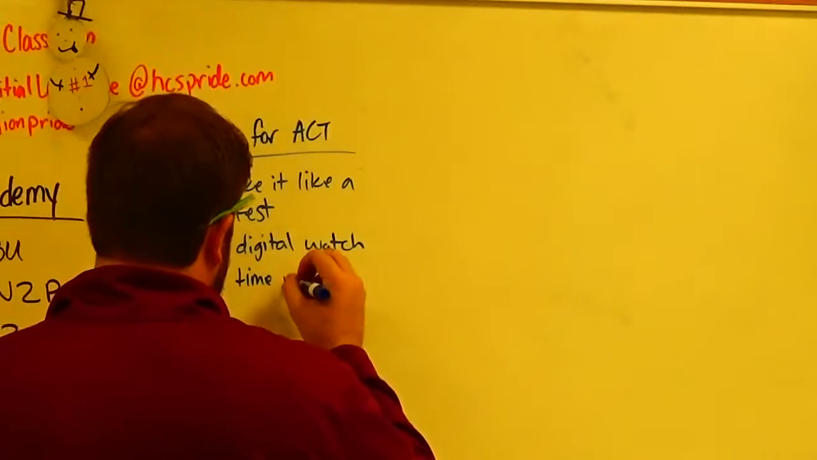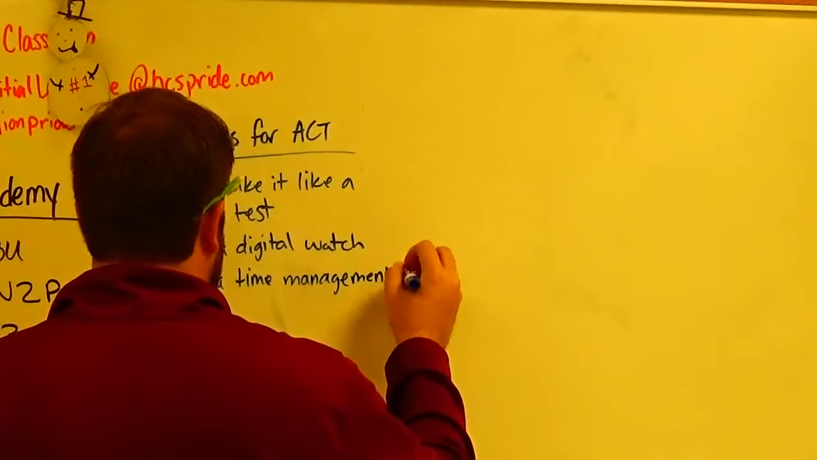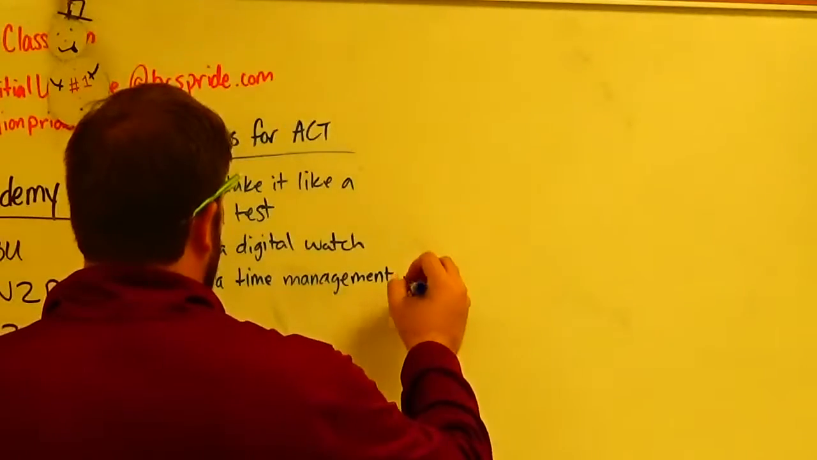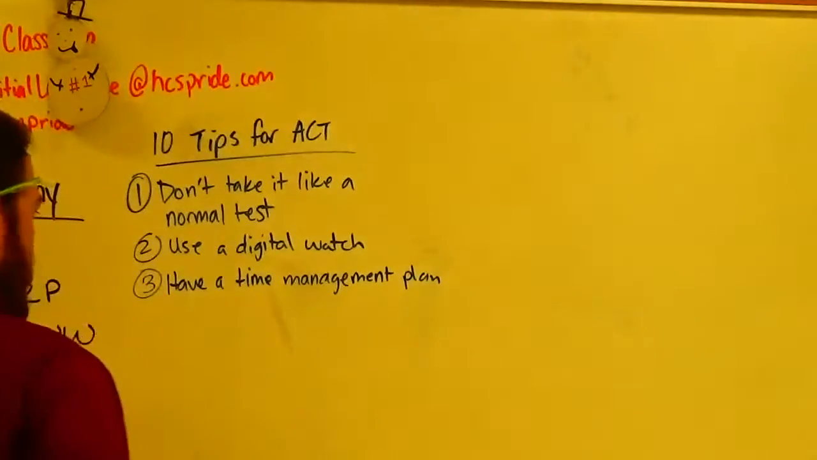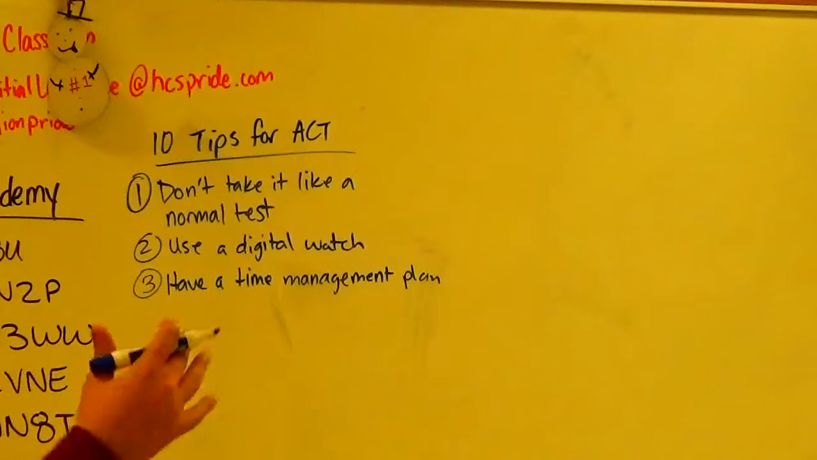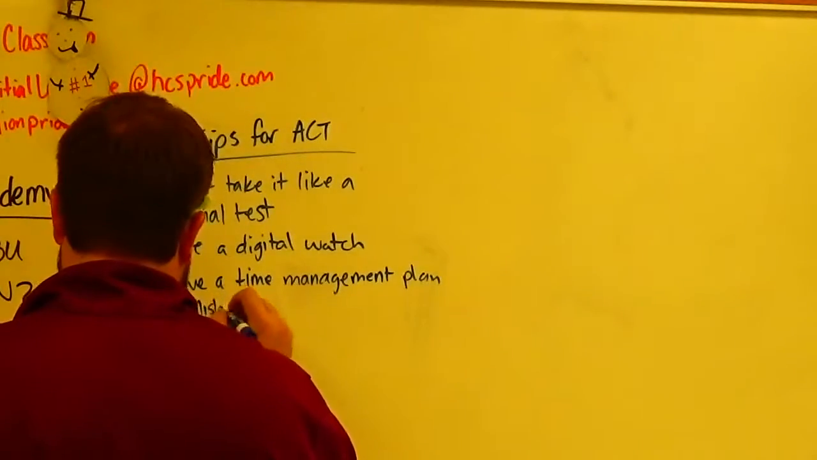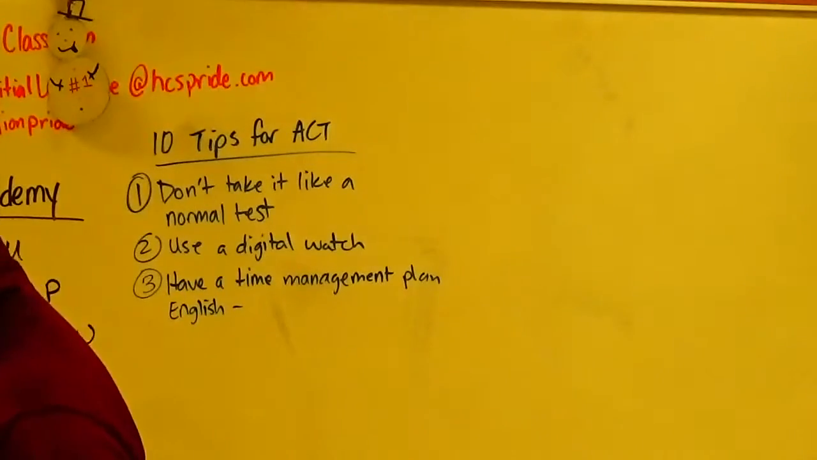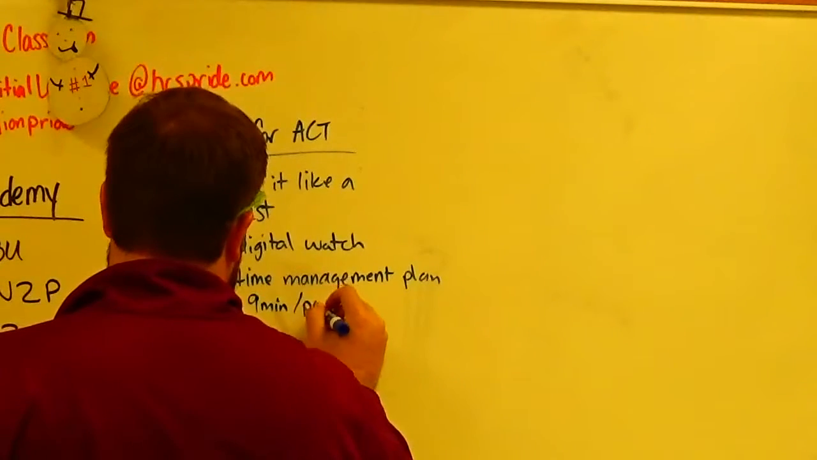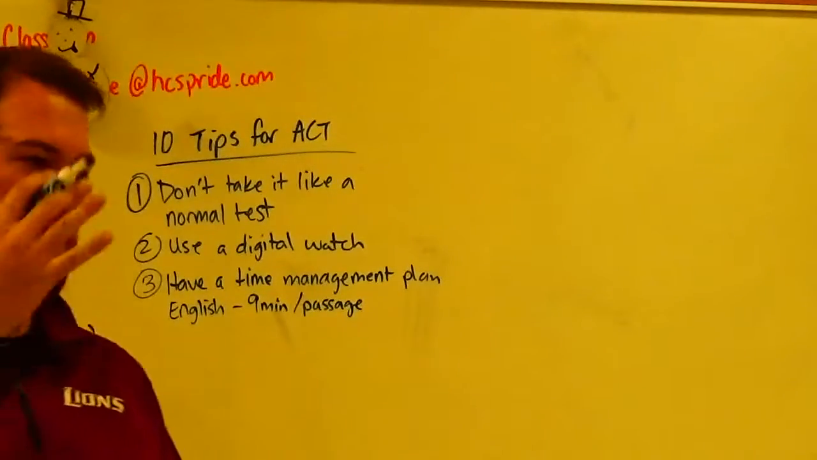Tip 3, time management plan. Like I said, for each section there are different time frames. For the English, it's about 9 minutes a passage. There's no way, I think that's too much. Well, it's 9 minutes per passage, and then to answer all the questions.